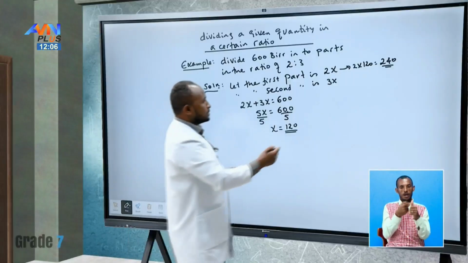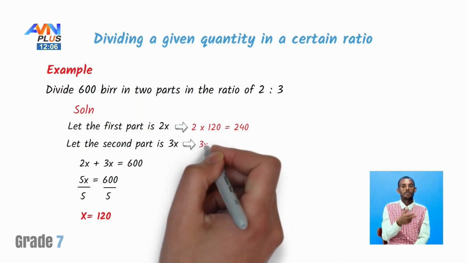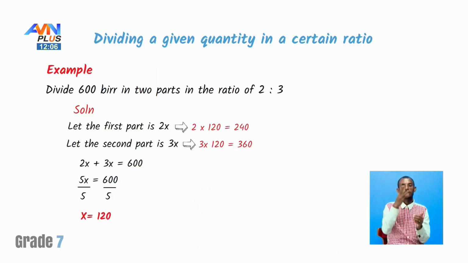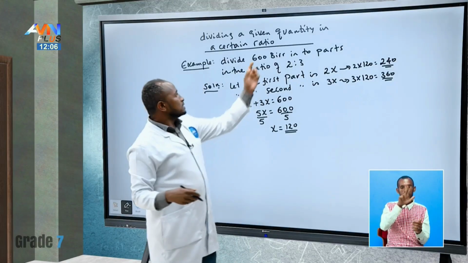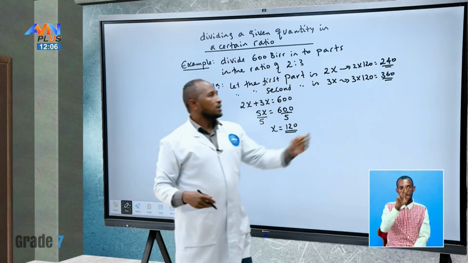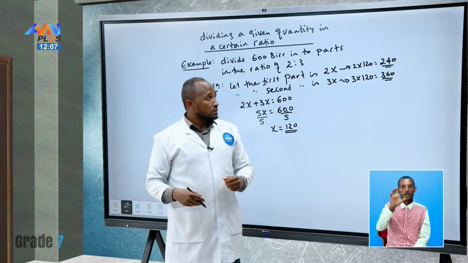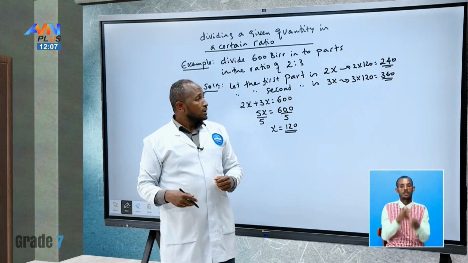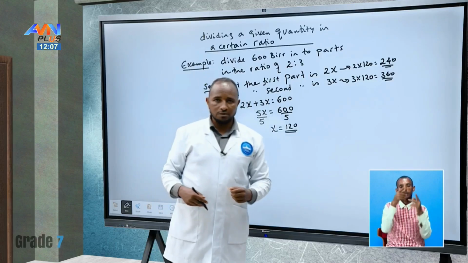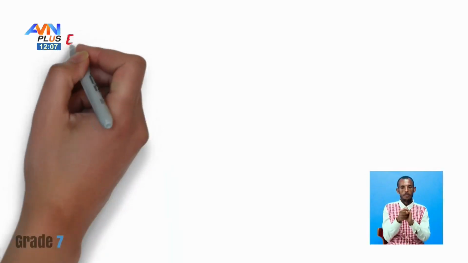The other part is multiplied by 3. 3 times 120 gives you 360. Therefore, we have divided this 600 into two parts in the ratio of 2:3, and we got 240 and 360. So that's the answer. Now let's continue to the next example. You'll try this example by yourself. So here, example 2.